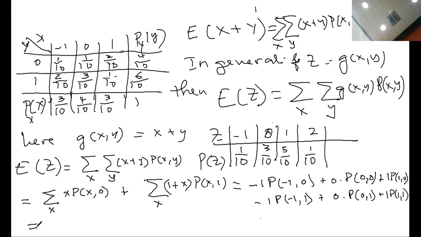The negative 1, what is p of negative 1, 1? Negative 1, 1 is now starting from up. Negative 1, this is negative 1, 0. So we have minus 1 over 10. Then plus 0 times p of 0, 0, we ignore that one.